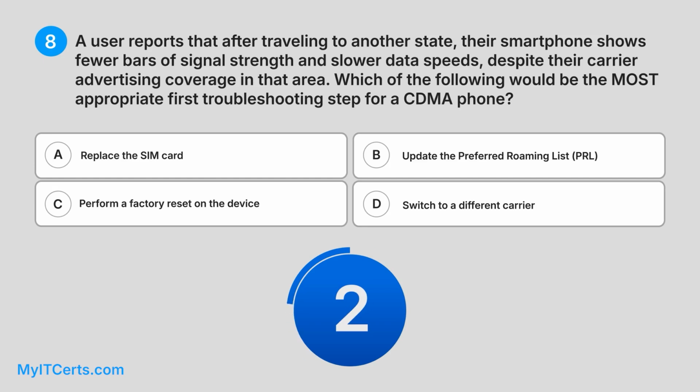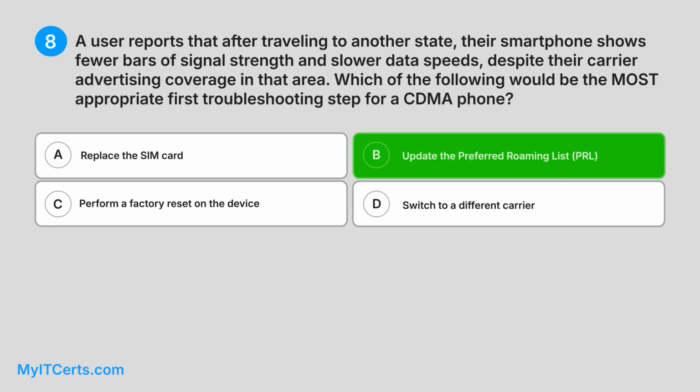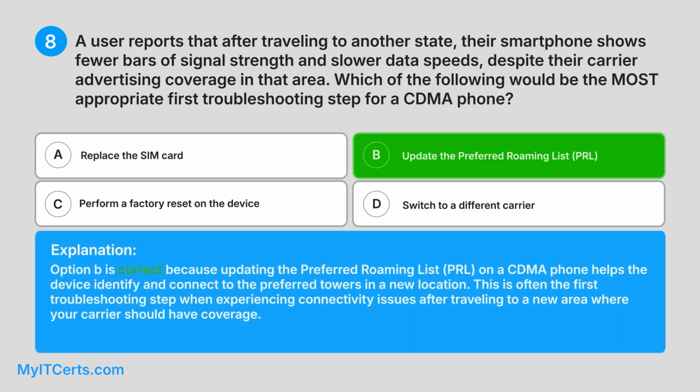Correct answer, B. Update the preferred roaming list, PRL. Explanation. Option B is correct because updating the preferred roaming list, PRL, on a CDMA phone helps the device identify and connect to the preferred towers in a new location.